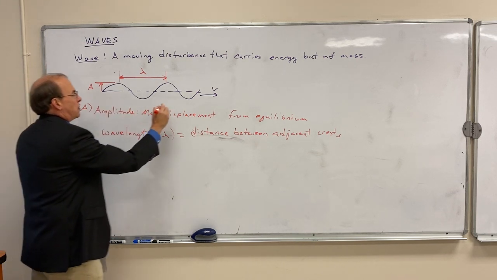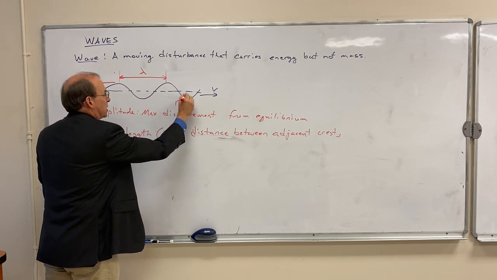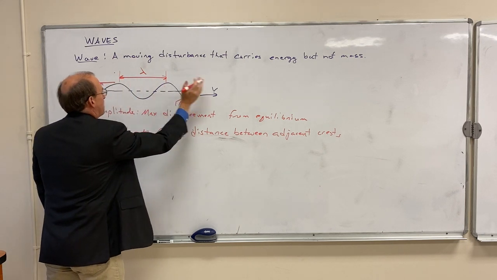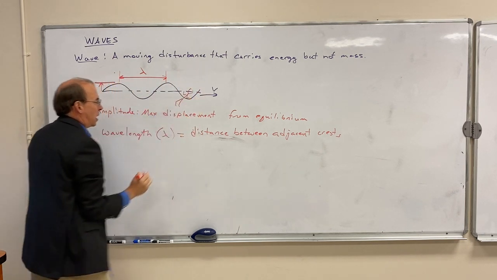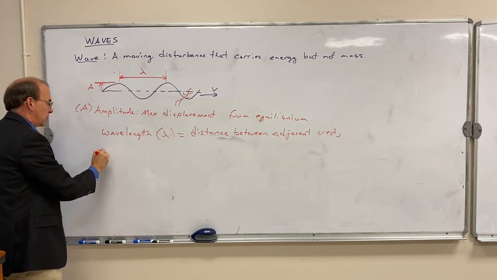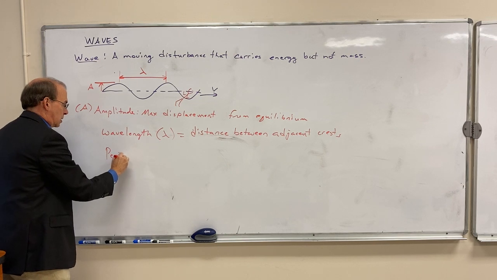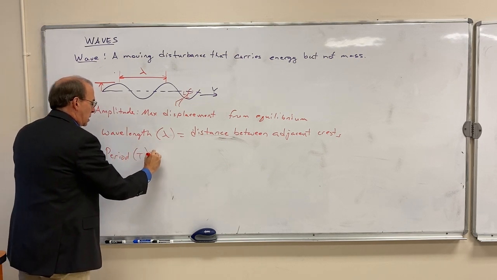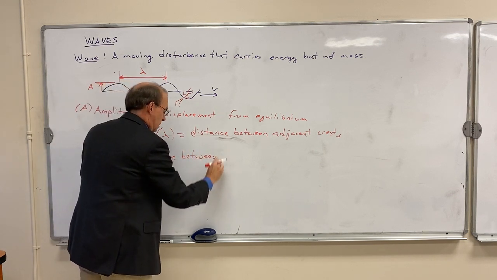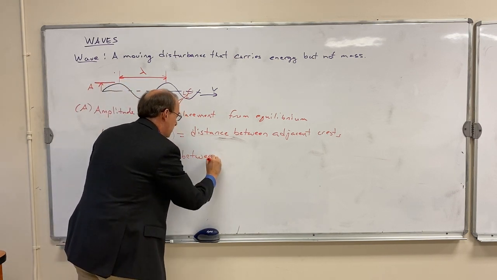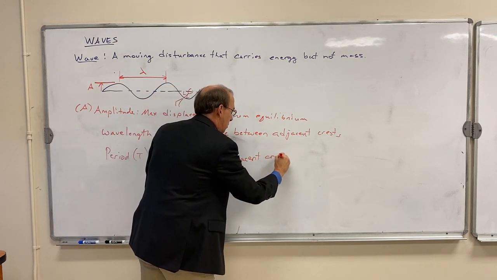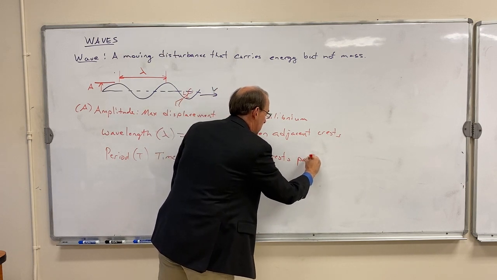So as the wave goes by, if you, for example, were standing here looking in admiration at this wave, one crest goes by and then another crest goes by, the time between adjacent crests passing a point is called the period, T: time between adjacent crests passing a point.